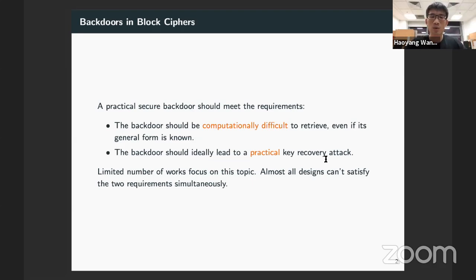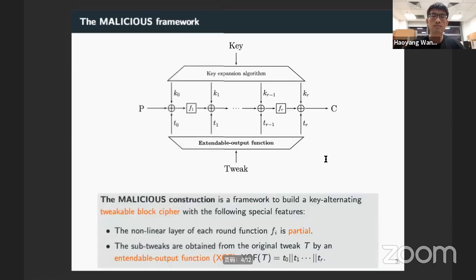However, there are a limited number of works focusing on this topic, especially for embedding backdoors into block ciphers. And as far as we know, almost all designs can't satisfy these two requirements at the same time. Some of them have already been broken, while the others can't provide a solid security proof. So in this work, we try to design a backdoor satisfying these requirements. So we propose a malicious framework. This framework is used to build a key alternating tweakable block cipher.